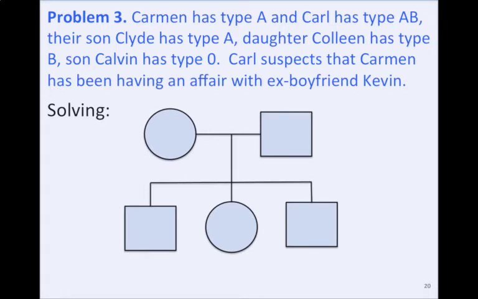For problem number 3, I've set up a family of 5, and the husband thinks that the wife had an affair. So you're going to work out the ABO blood type for each child and try to figure out if there is one that does not belong.